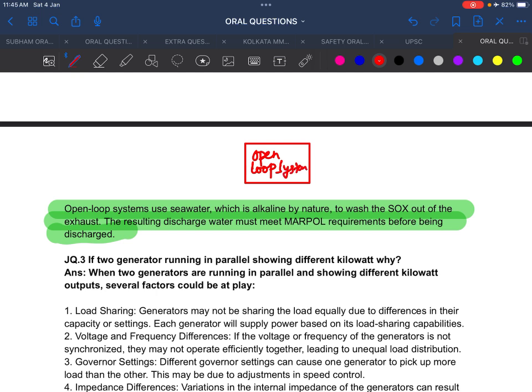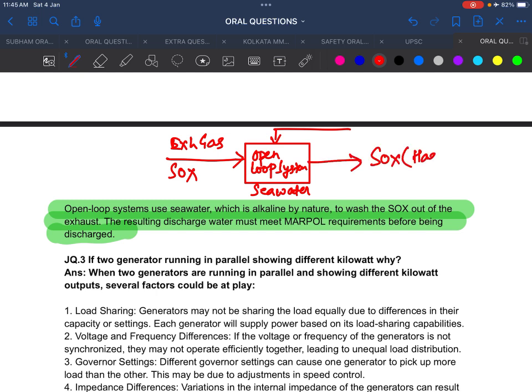So what are we doing here? In the open loop system, we take the exhaust gas SOx, and we use seawater. Basically we pump various seawater, and after that it converts the SOx into a harmless product, and then we discharge into the sea, but it needs to meet the MARPOL requirements.